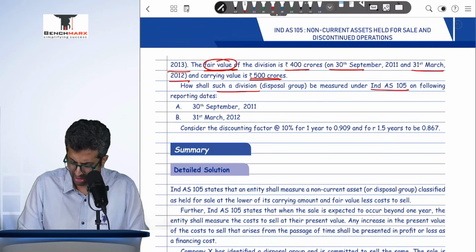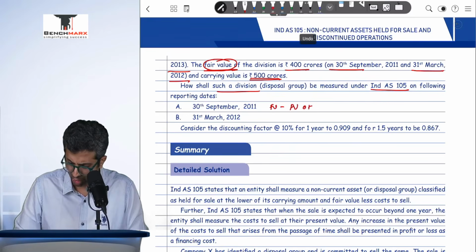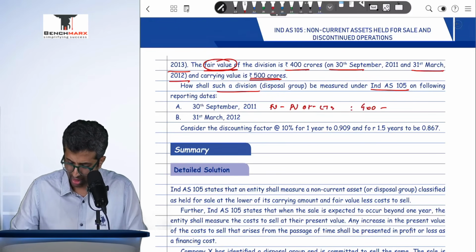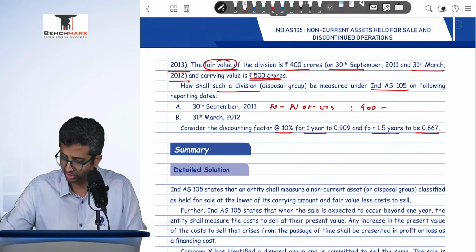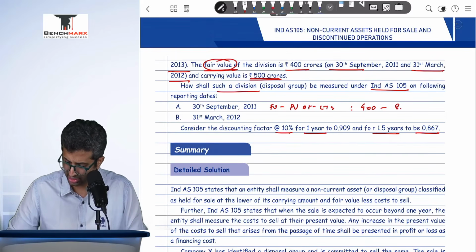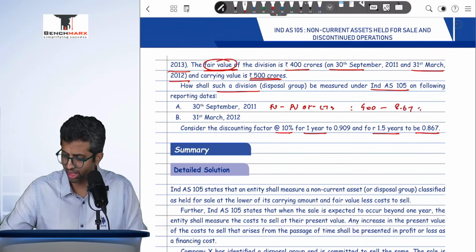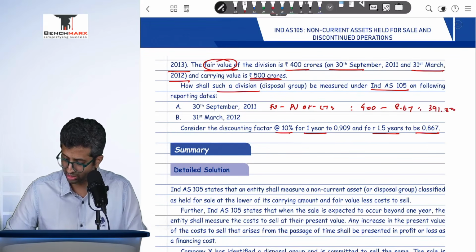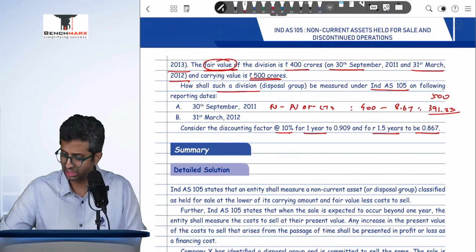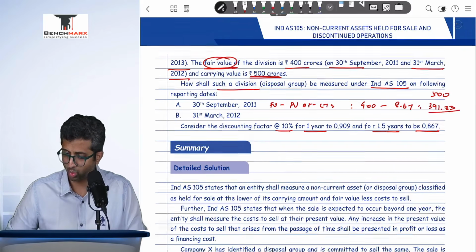Well, you will compare the carrying value with the fair value less cost to sell. So your fair value less present value of CTS. You will find PV of CTS. So over here this will be 400 minus, you will take the discounting factor of 10% for 1 year and then for 1.5 years. So this is 10 into 0.867. So this is 8.67. And hence 400 minus 8.67 will come to around 391.33 compared with 500, and hence there is a write-off of around 108.67.